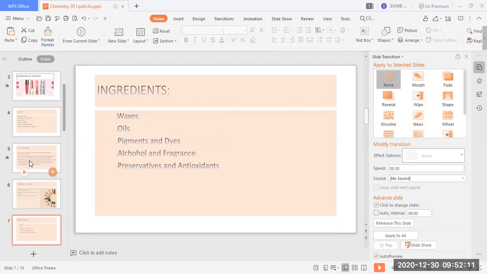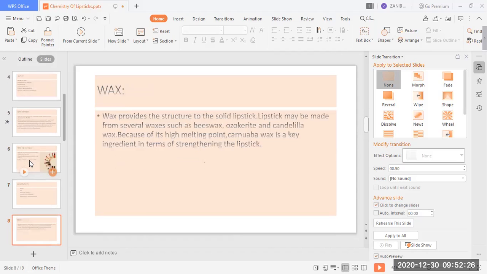If we move to the ingredients which are used in lipstick, the first ingredient is waxes, then oils, then pigments and dyes, then alcohol and fragrance, preservatives and antioxidants. Let's have a look at the characteristics and uses of these ingredients.